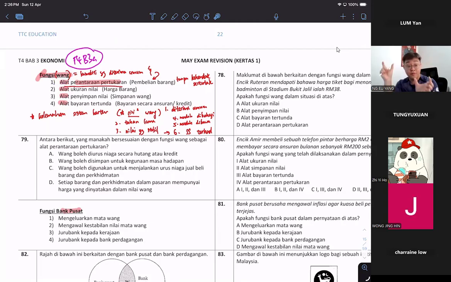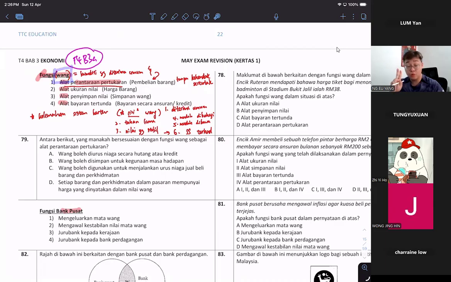Don't recall from the Form 4 TDC notes. Recall from your Form 4 textbook. Okay, so if you are mentioning three, I don't want to mention your name. What are the three jenis wang? What are the three jenis wang?